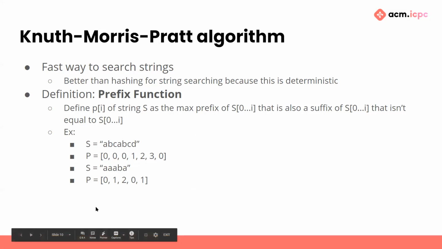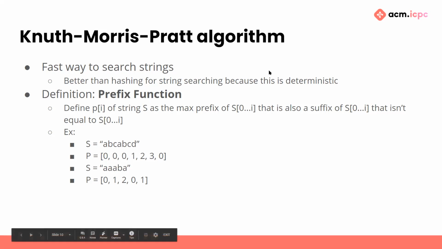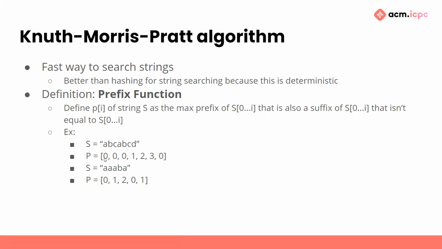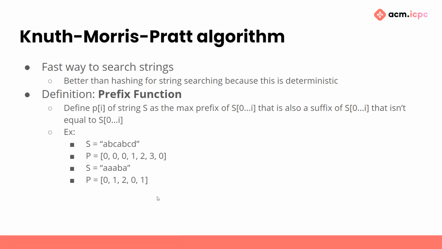Okay, and just in case anyone's still confused, the second example is similar reasoning, where A is 0 again. The first index is always 0. And then for AA, we get 1, a length 1 as the max prefix. That's also a suffix. And then for AAA, we get AA as the max prefix. And it can't be AAA because that would be equal to the whole substring. Okay, and then we get 0 and 1, just filling out the rest of the prefix function in similar ways.